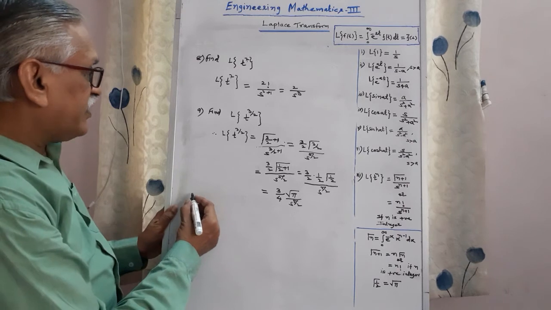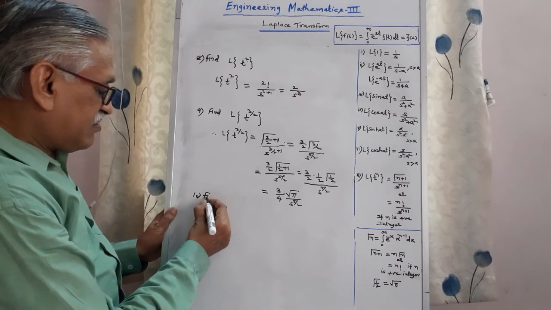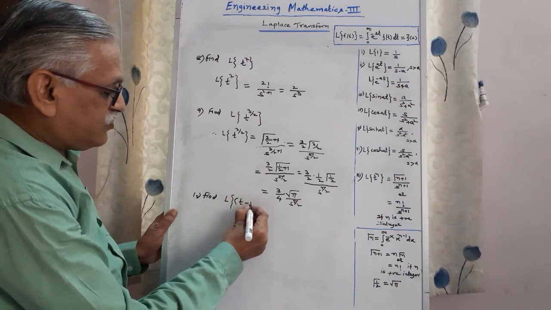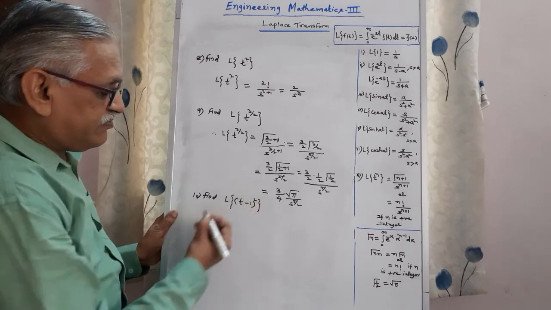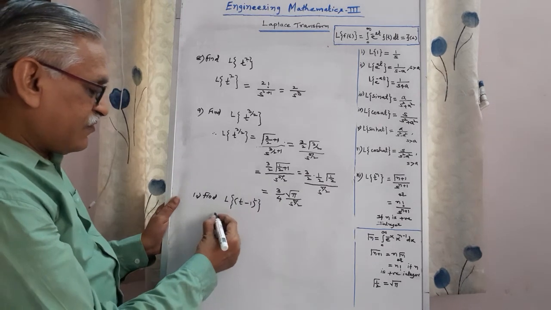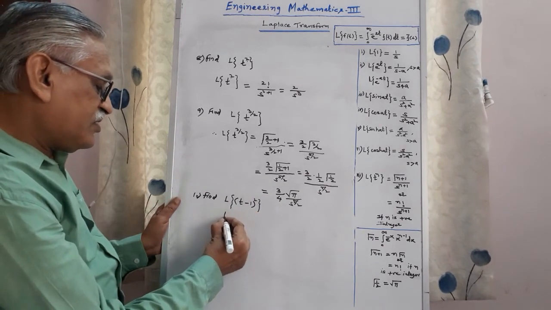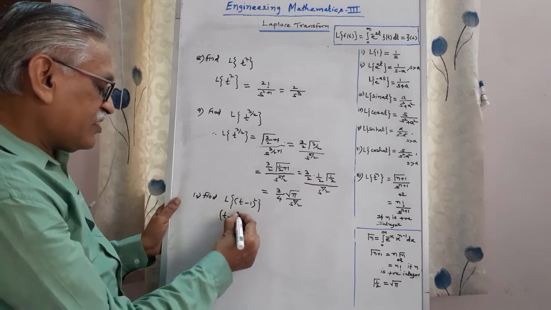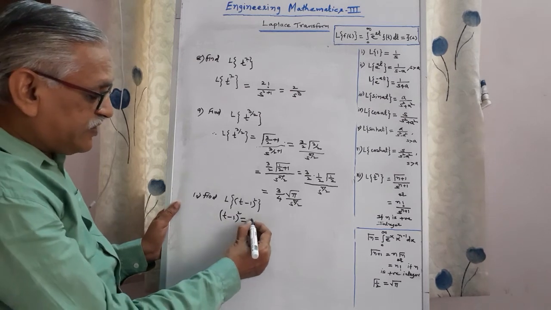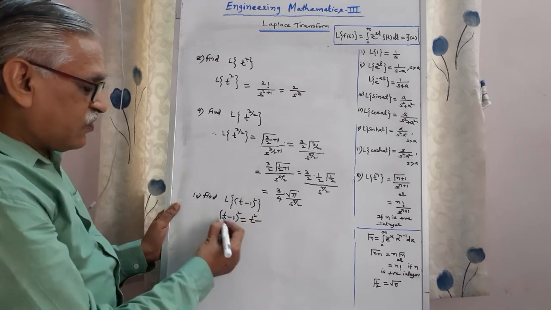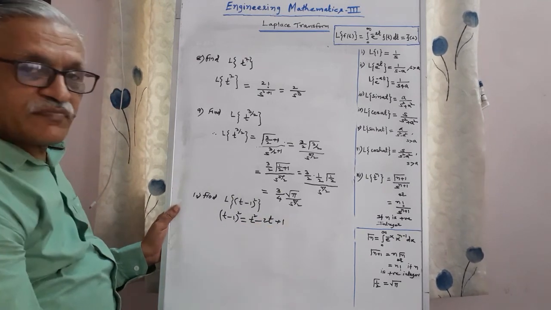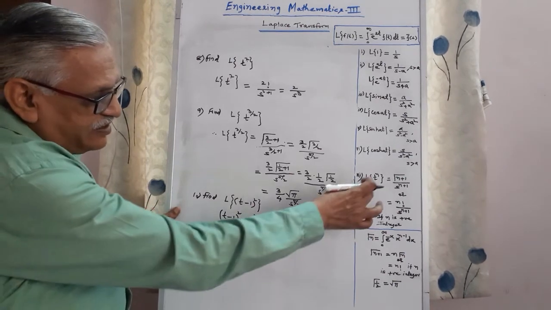Then we find Laplace of t minus 1 bracket square. Therefore, directly we can't use this before finding the Laplace transform. Therefore, t minus 1 bracket square, a minus b whole square. Using that result, we get its expansion as a square means t square, twice ab means 2t, and plus b square means 1. And then we can use this result.